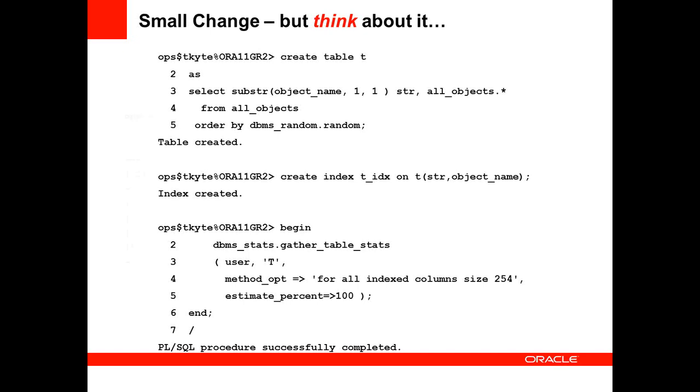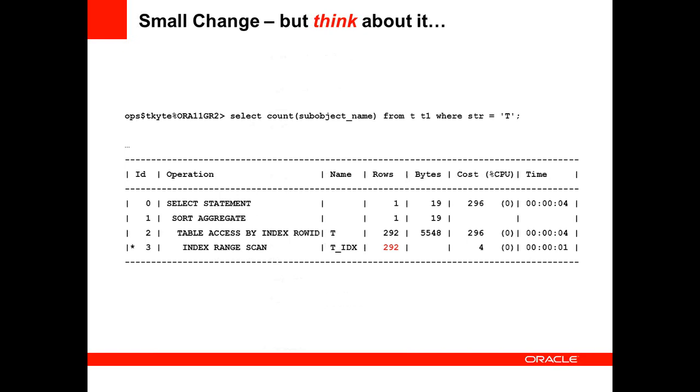Now today, the optimizer gets a query, select count of sub-object name from table where string equals t. Because the cost-based optimizer estimated 292 records coming out of this table, it decided I'm going to use an index range scan, table accessed by index row ID.